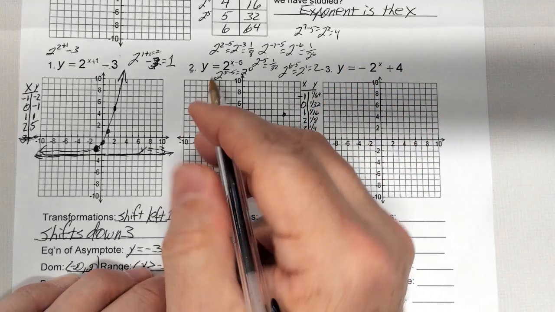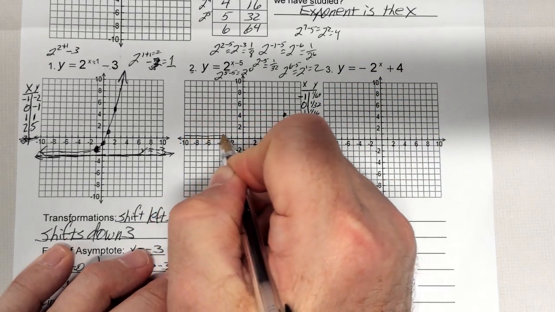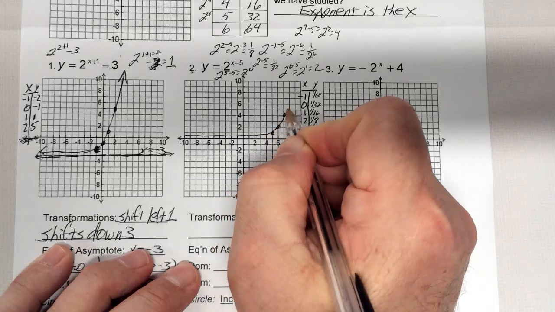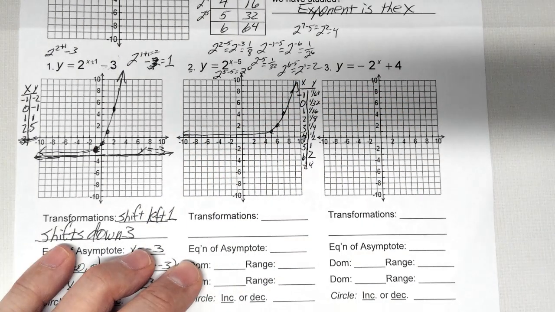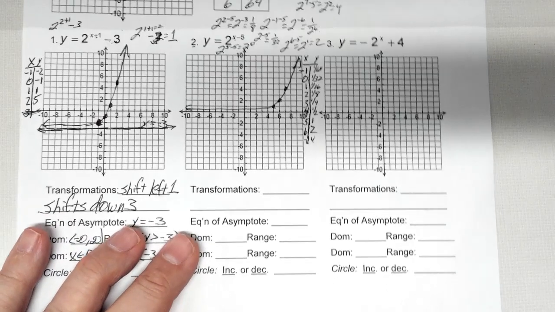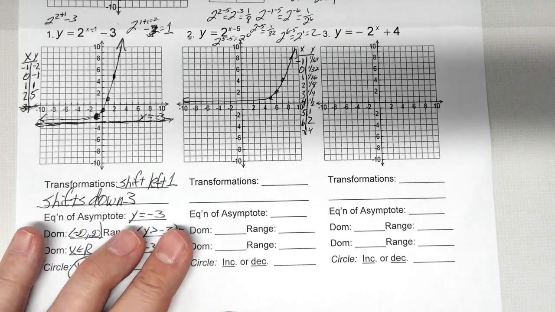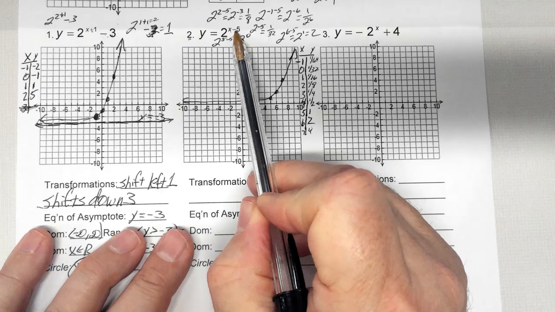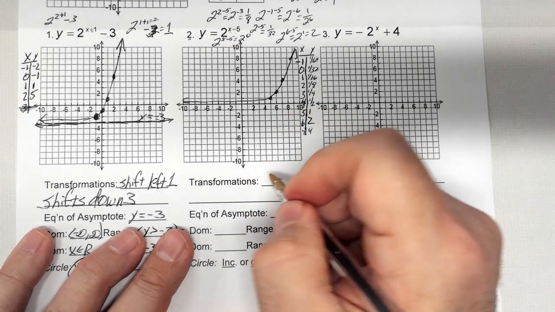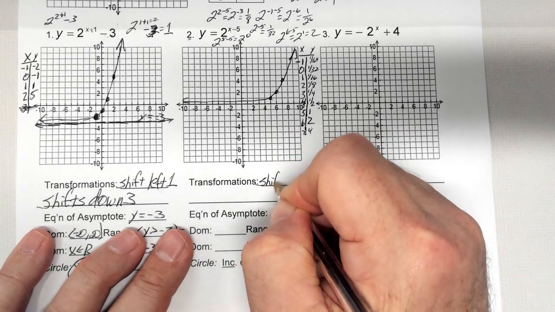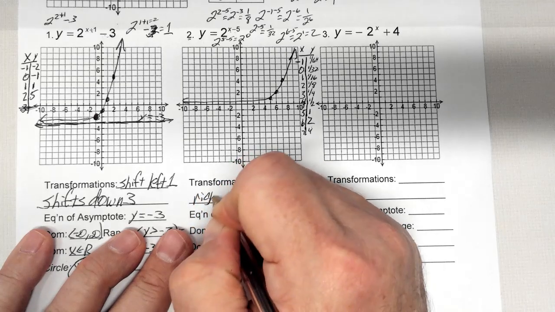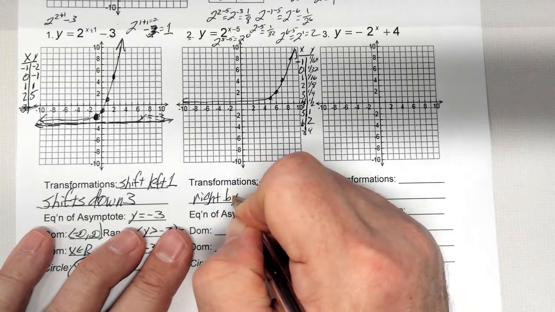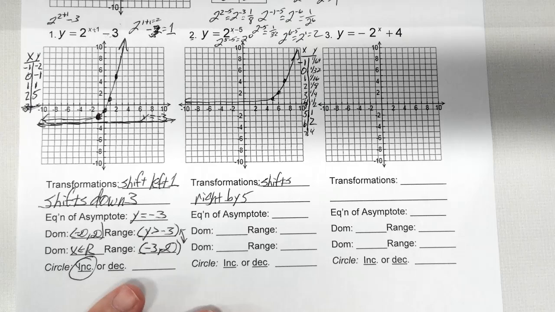Okay, so our graph is going to look like this. Just like that. So the transformations we saw: this x minus 5 is just shifting it to the right. Shifts right by 5. Just right by 5.